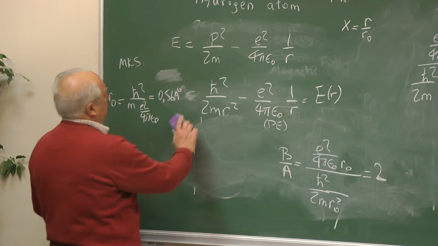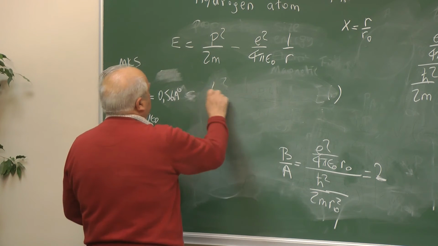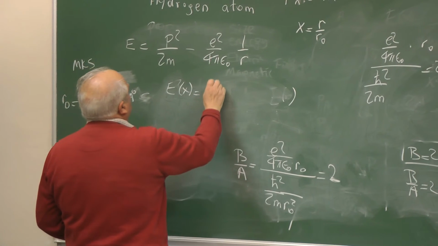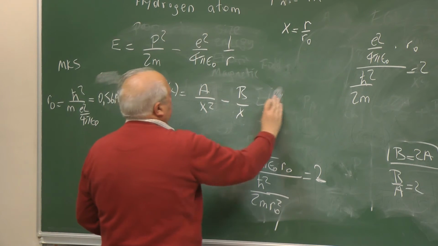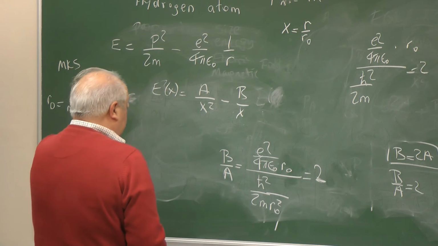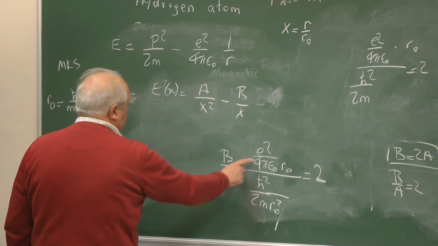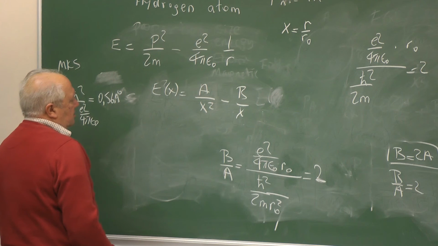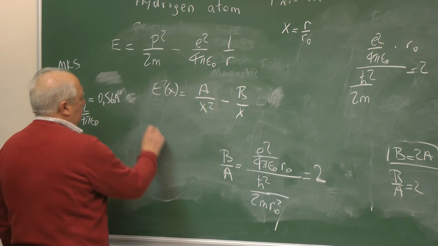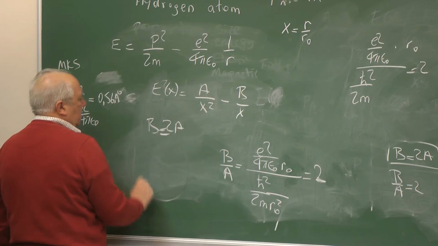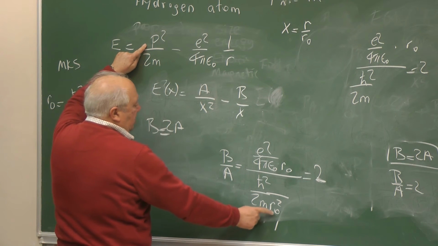Now, I am erasing this part. I'm writing this energy U of x again. U of x was A over x square minus B over x. And this is A, and this is B. And B is equal to 2A. B is equal to 2A. And A is a positive quantity, h bar square over 2m r0 square.